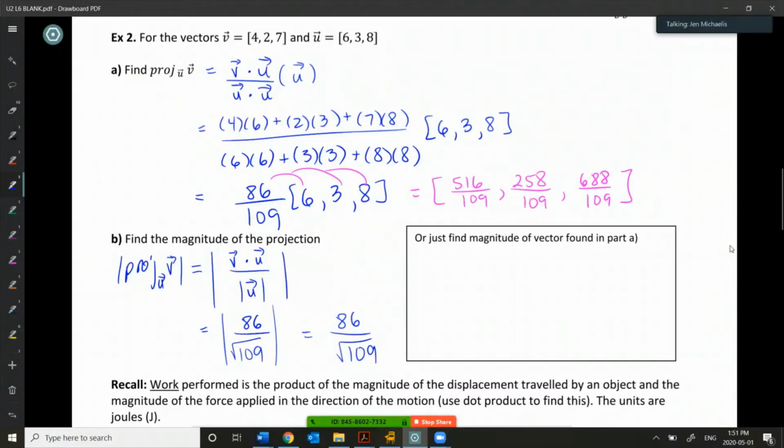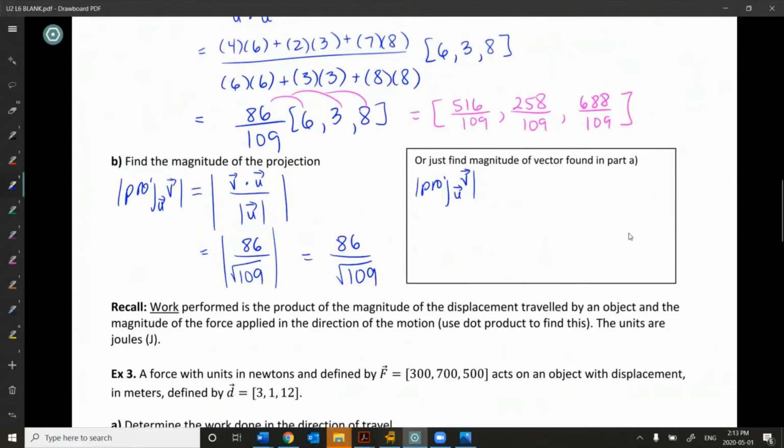Alternatively, we do have the actual vector itself already calculated in part A. So if you wanted to, you could also just take each component there and square it and add them and then square root the answer that you get from that.